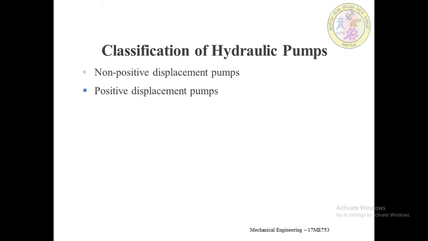We just discussed the various types of compressors used in a pneumatic system, and now we need to understand the classification of hydraulic pumps. Hydraulic pumps are also the actuator for a hydraulic system. We have two types of pumps: one is the non-positive displacement pump, and the other is the positive displacement pump.